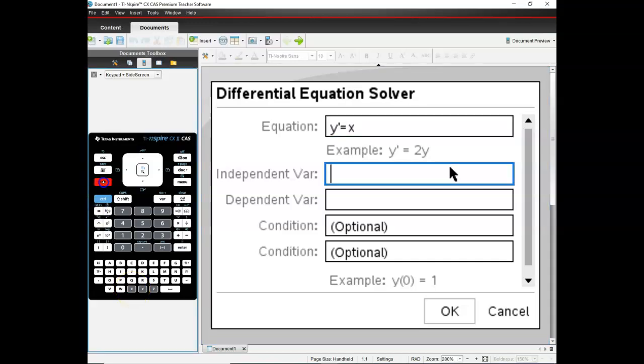And then I'm going to hit tab. And then mine asks me independent variable, dependent. Well, I know my independent variable is x. Tab, I know my dependent variable is y. And I can put an initial condition in here. And I will in a minute.